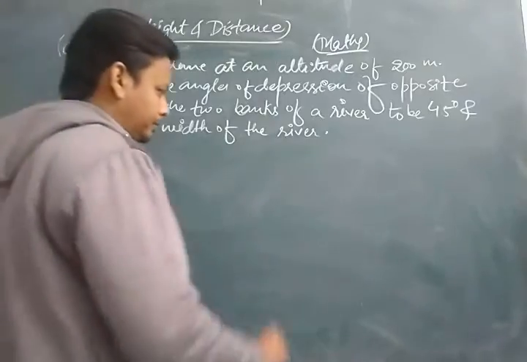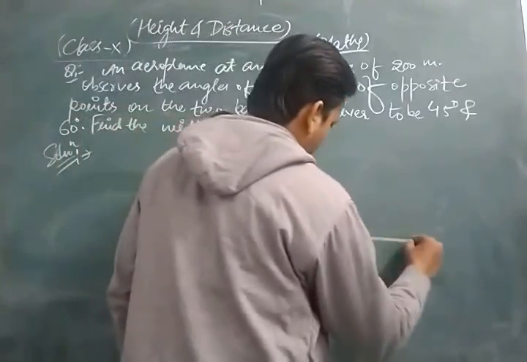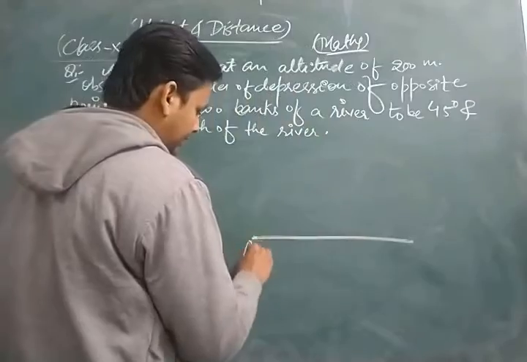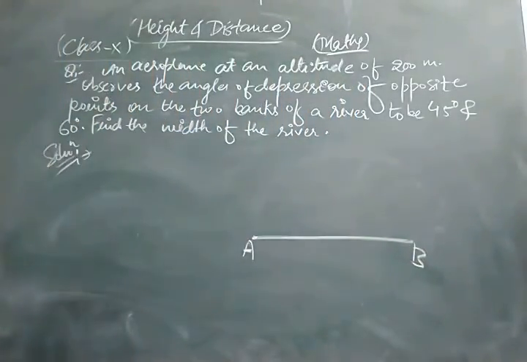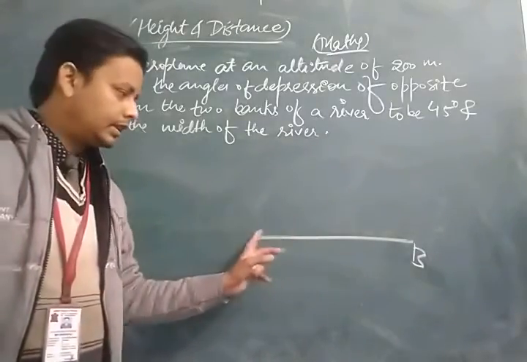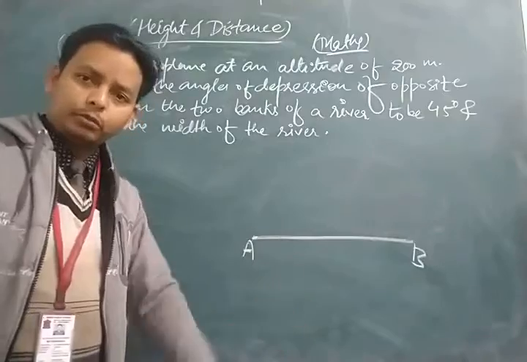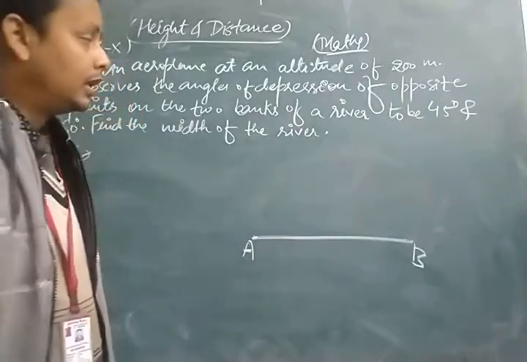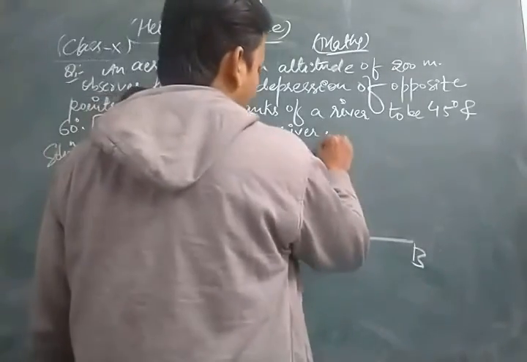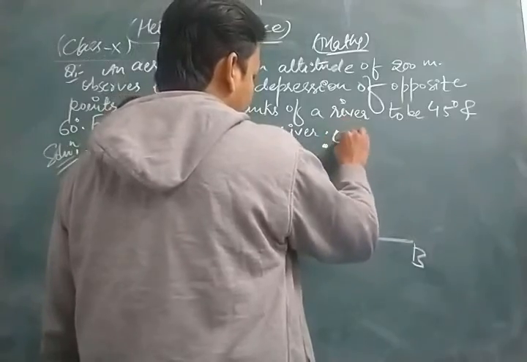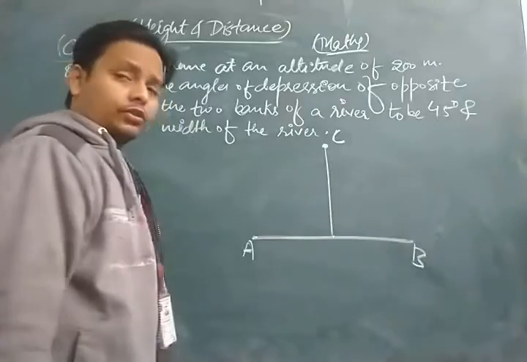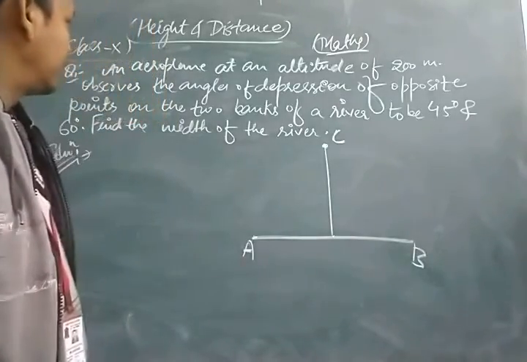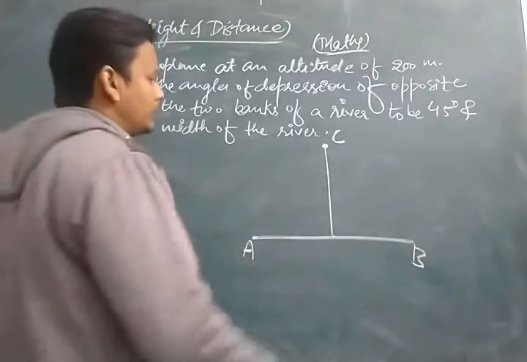Suppose that this is the width of the river, AB. A and B are two opposite points on the two banks of the river. And suppose that an aeroplane is there at position C. And its altitude from the surface of the river is 200 meters.